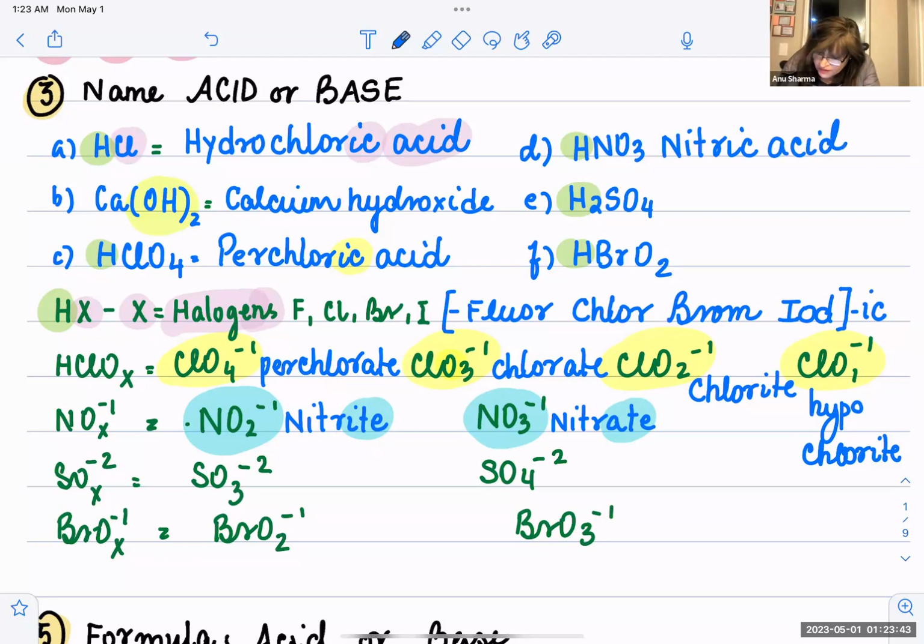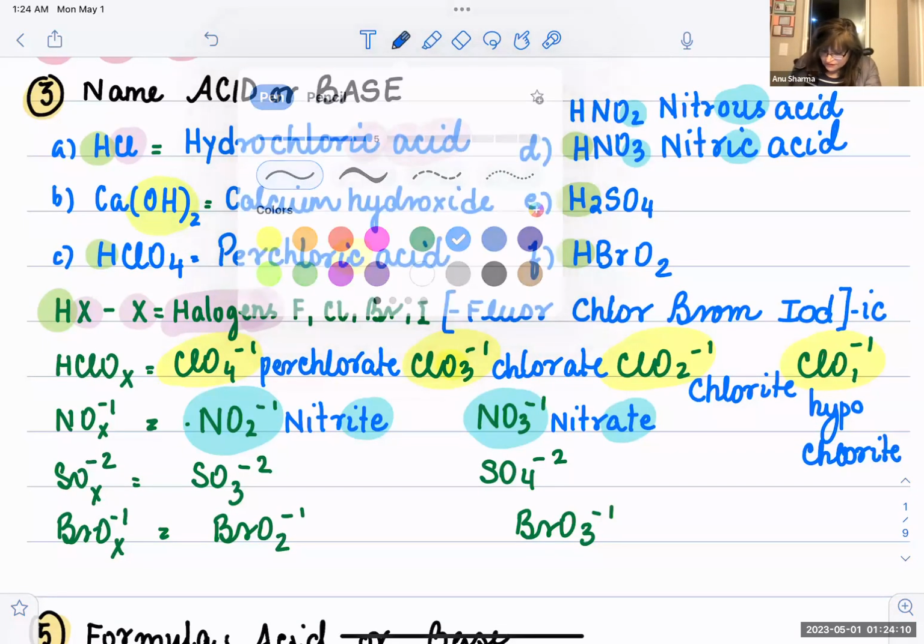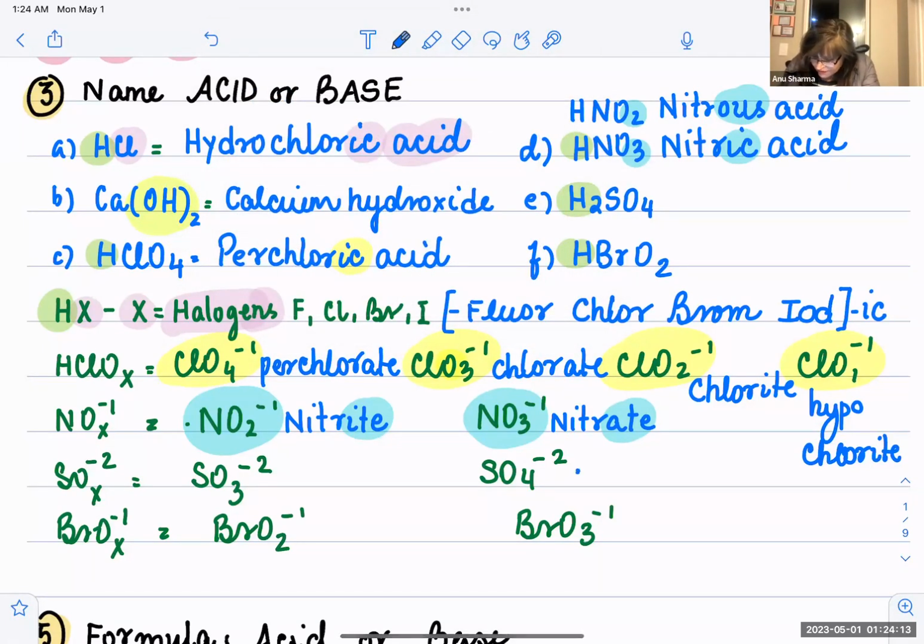But let's assume that this was also HNO2. In that case, this becomes nitrous acid. So a lower oxidation state, fewer oxygens, ends in ous with respect to that particular polyatomic ion, and higher ends in ic. So higher is ic, lower is ous. Don't forget that. Similarly, sulfuric acid and sulfurous acid. If you see, this is the sulfate anion, and this is the sulfite.